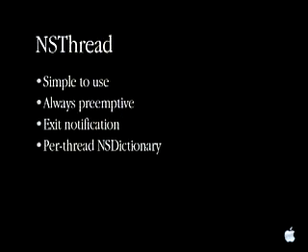Common to most thread APIs is the notion of per-thread data, and when you extend that into an object-oriented environment, the per-thread data becomes a per-thread NSDictionary. So you can have keys and values that are associated with your thread using the nice high-level Cocoa APIs.